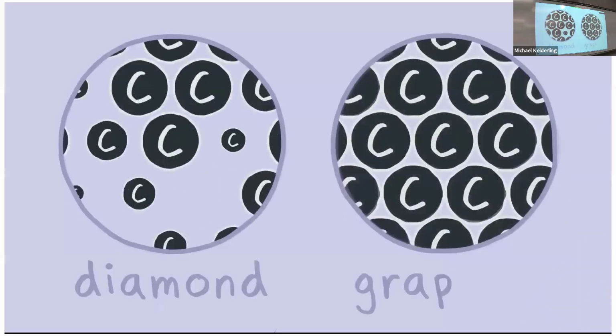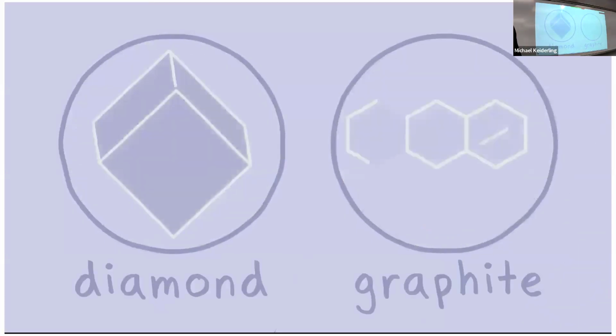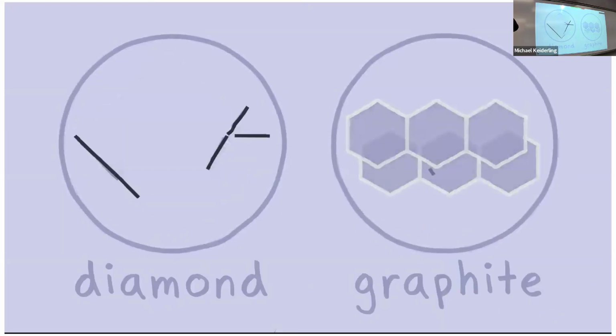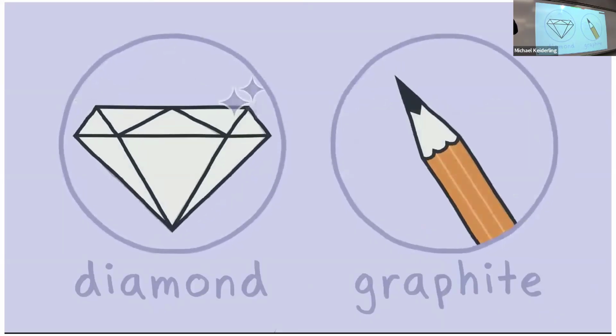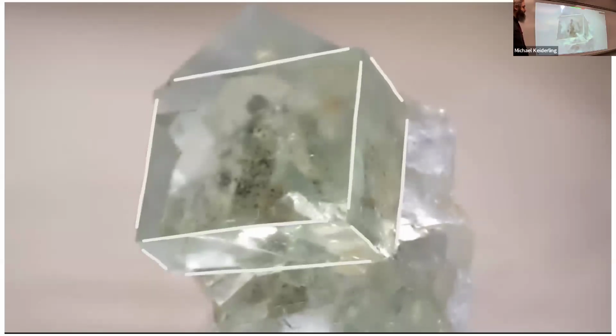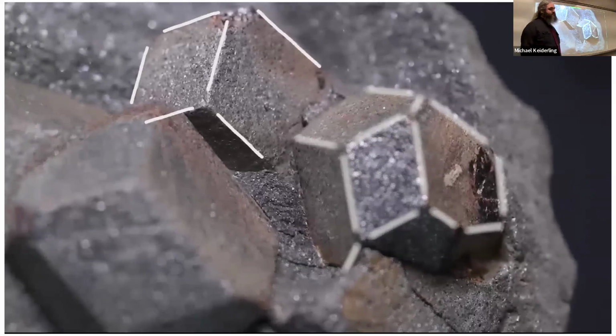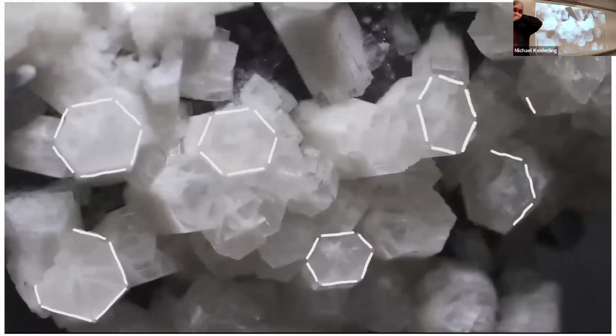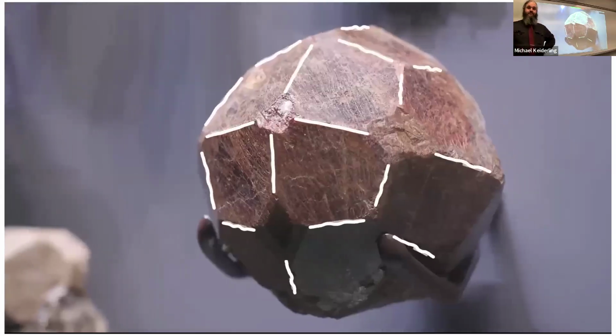Sometimes, two minerals can be made of the same elements, but with different building blocks making up their structure, like diamond and graphite. The large geometric shapes and flat faces we see in crystals reflect what happens when these building blocks repeat over and over again.